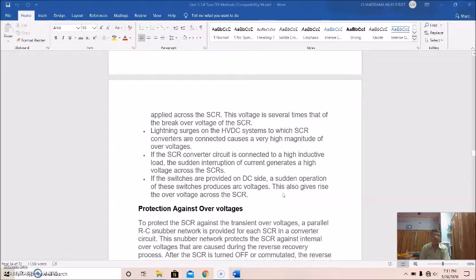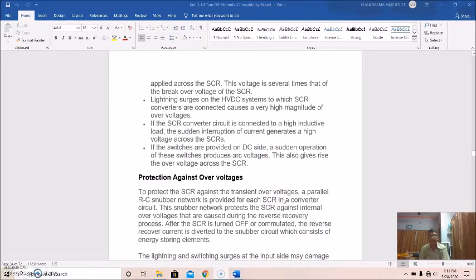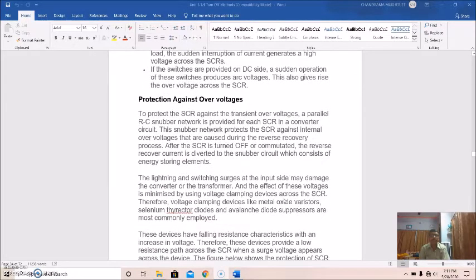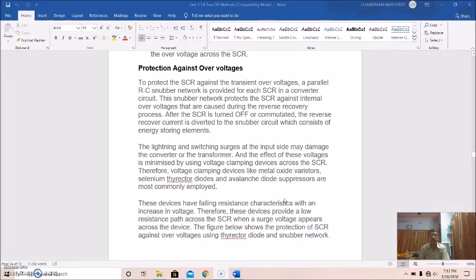Or otherwise, if switches are provided on the DC side, certain operation of these switches produces arc voltage, because of the switching phenomena. This also gives rise to over voltage across the SCR. So how do we protect against this over voltage? Protection against over voltages.